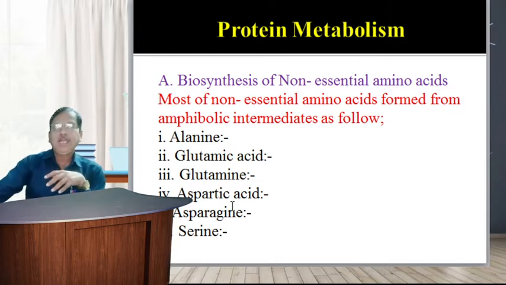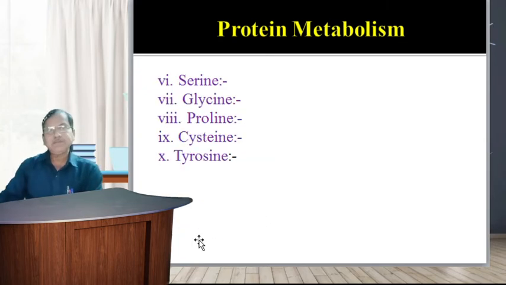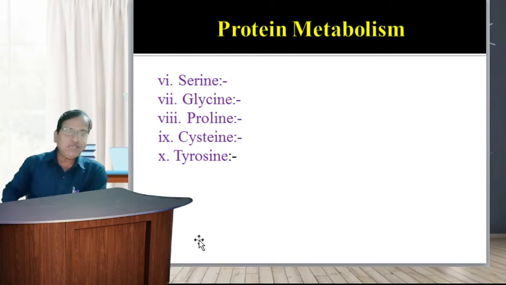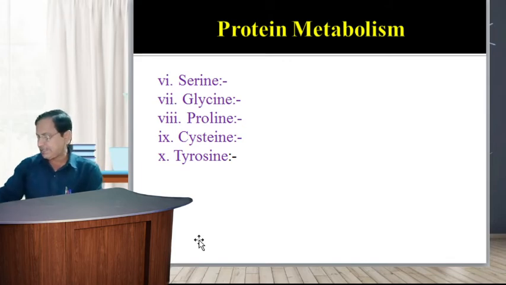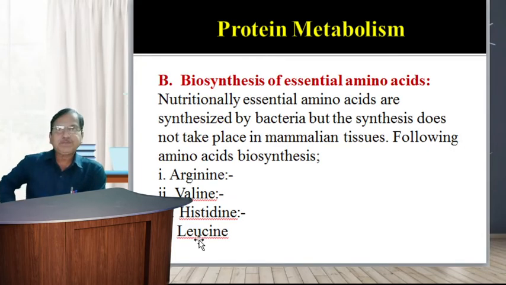In this group, first is alanine, second is glutamic acid, third glutamine, aspartic acid, asparagine, serine, glycine, proline, cysteine, and tyrosine. We already discussed these; they are also called non-essential amino acids. And next are the essential amino acids. The second is the biosynthesis of essential amino acids.